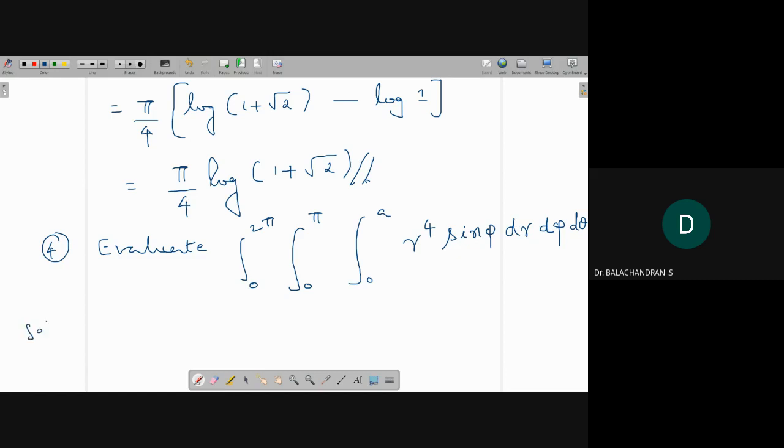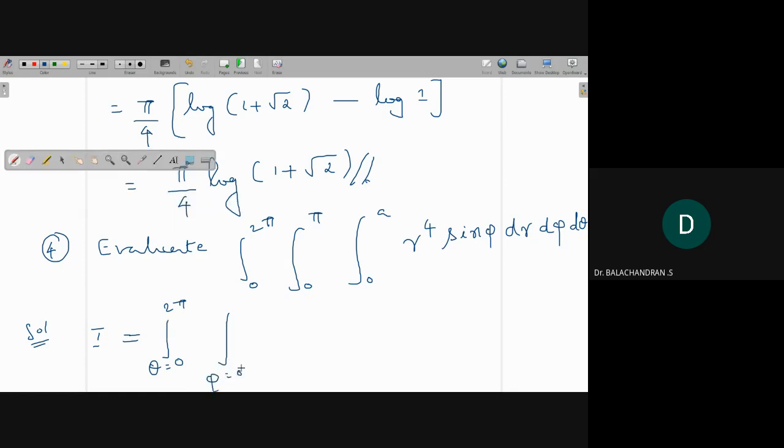Solution: I equal to integral theta equal to 0 to 2 pi, phi equal to 0 to pi, r equal to 0 to a, r power 4 dr, because I am going to integrate first with respect to r. The remaining I will write here: sine phi d phi d theta. So if you integrate this with respect to r, forget about the remaining function and concentrate only on what is inside the box.